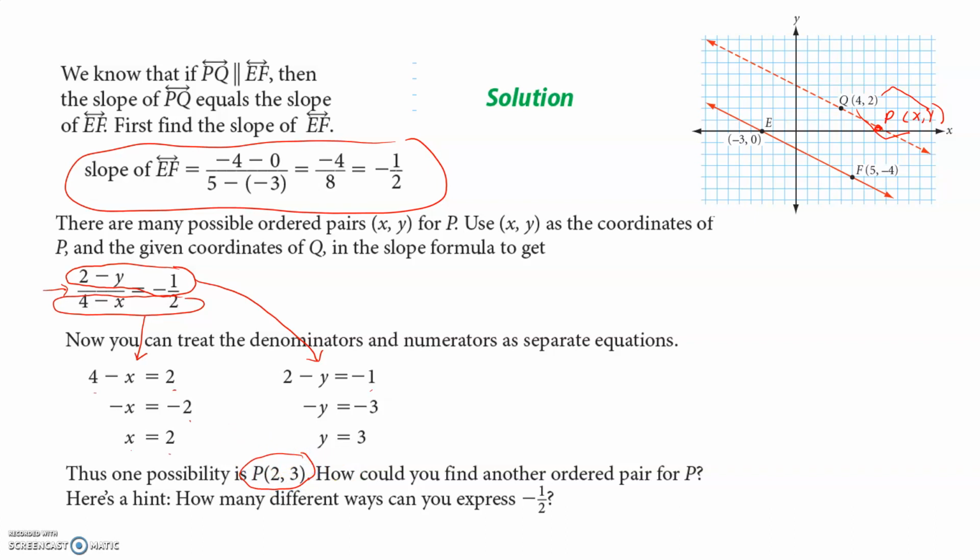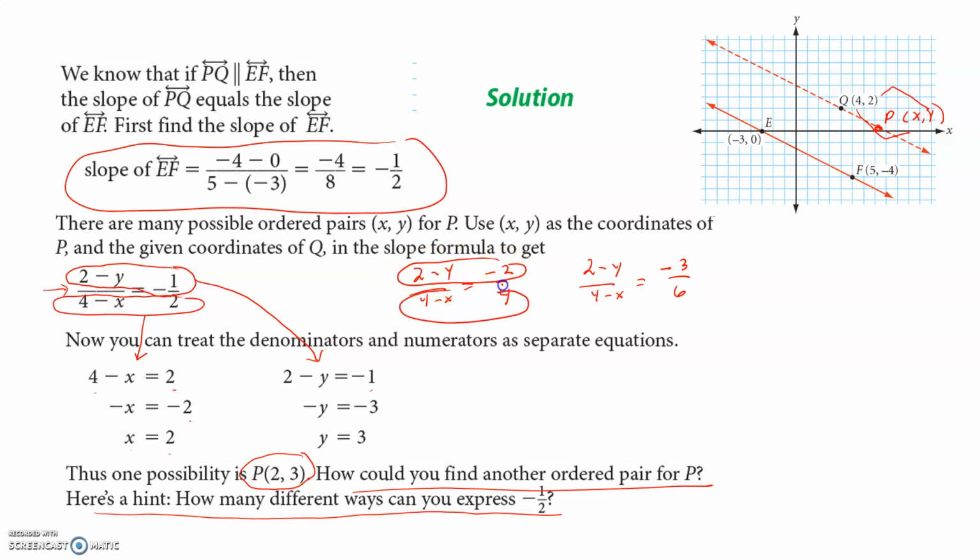Now, another way you could do this, it says, how could you find another pair? Here's a hint. How many different ways can you express a negative 1/2? So you could say 2 minus y over 4 minus x is equal to a negative 2 over 4. You could say 2 minus y over 4 minus x is equal to a negative 3 over 6. Then you would set these equal to each other and these equal to each other to get a different p-value than you did originally. Set these tops equal to each other, set the bottoms equal to each other, solve each of those equations, and you're going to get even a third one.